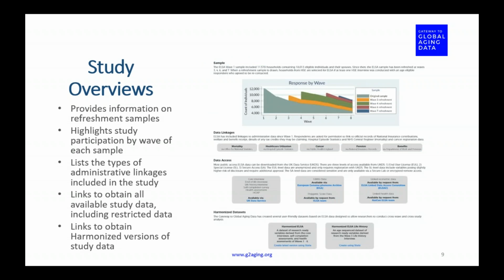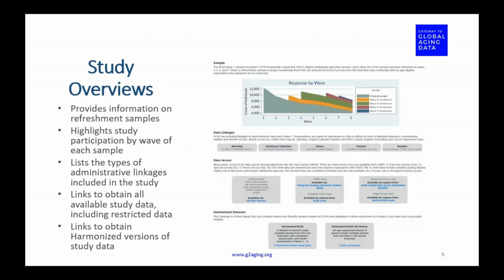We have some information about the sample and the response rates by wave. Lots of studies kind of resample. They have what we call a refreshment sample. Because of course, if you start interviewing people at age 50, 4 waves later, you're not going to have a lot of people aged 50 anymore in your sample. So these refreshment samples can be helpful to make sure that you still have information about people in their 50s or at younger ages. Lots of studies, ELSA in particular, have data linkages.